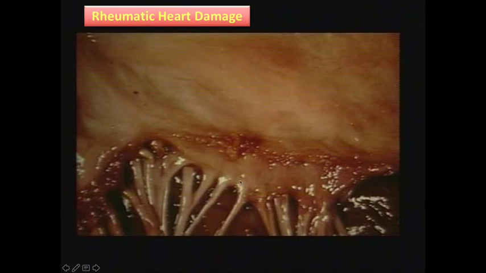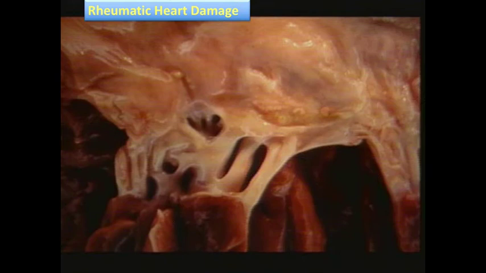And so you can see how this can ultimately lead to that picture we saw when we first looked at those fused and thickened leaflets and chordae tendineae. So all of this is infected and inflamed. And what's going to end up happening over time is this infection is going to resolve, ideally, and they're going to end up with scar tissue, which is going to get worse with age.